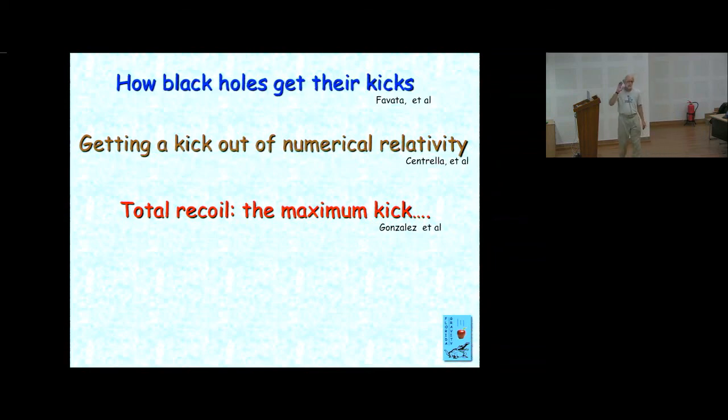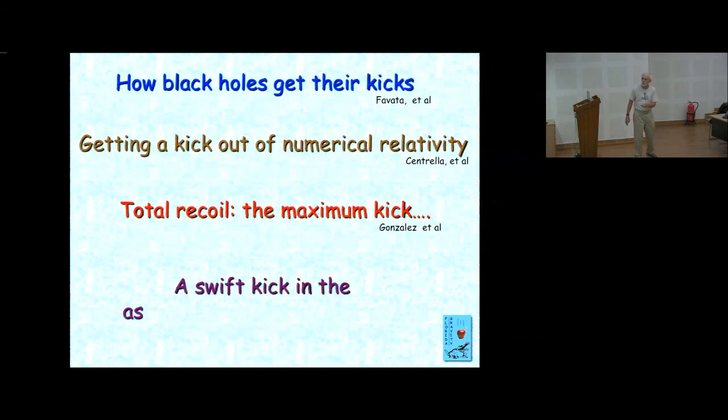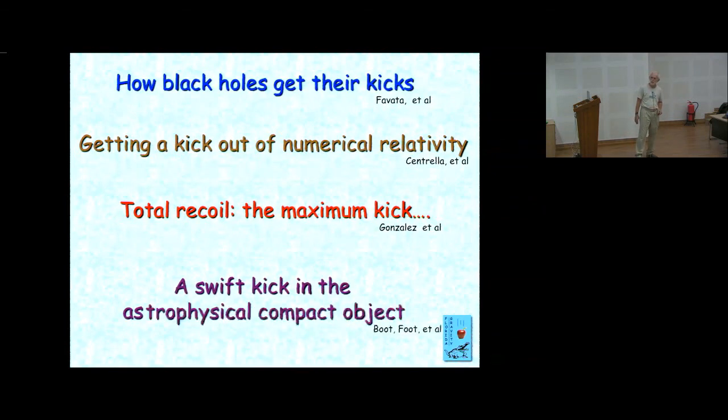And I'm just waiting for the day when we see this title, A Swift Kick in the Astrophysical Compact Object by Boot, Foot, et al. I haven't seen that one yet.